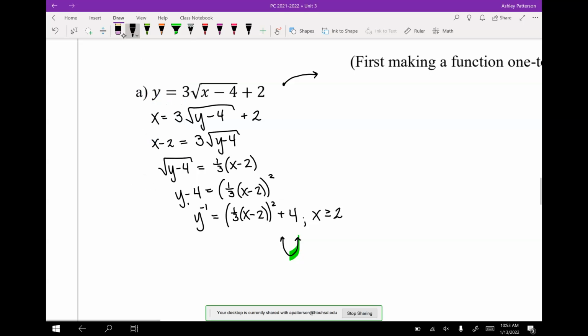So, big differences here. If we're given a quadratic and asked to find the inverse, restrict the domain at the beginning. If you're given a square root function and asked to find its inverse function, we restrict the domain at the end. Yes? Okay. Any questions? None yet.